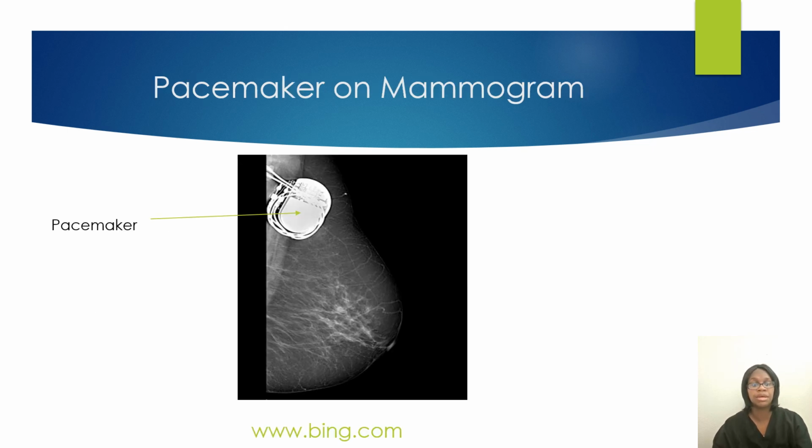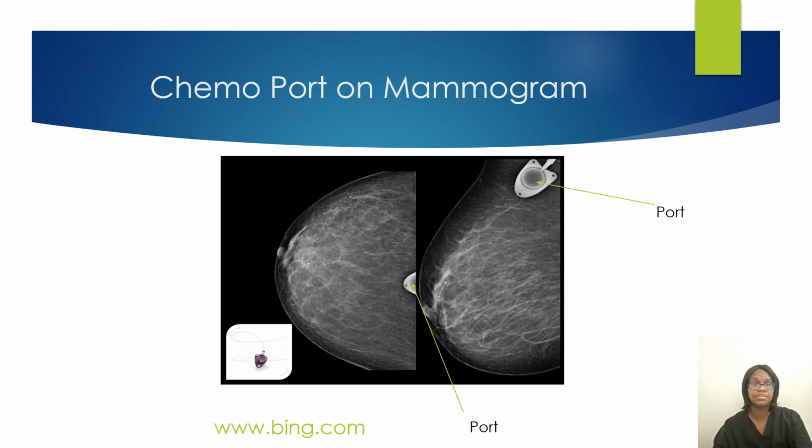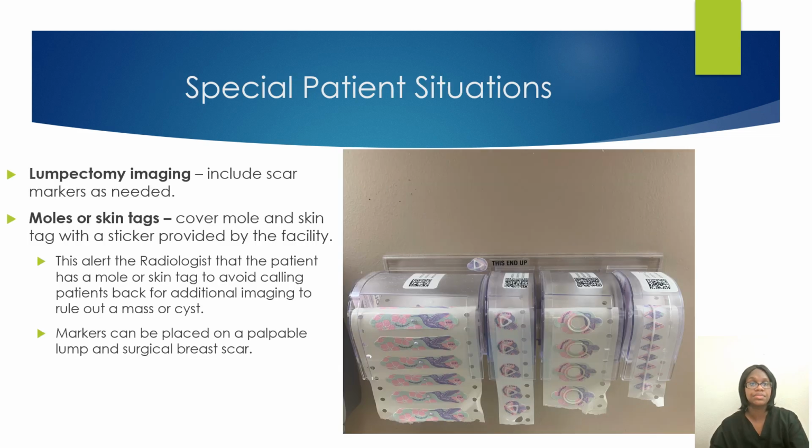This is an example of a pacemaker seen on a mammogram image. This is an example of a chemo port seen on a mammogram image.